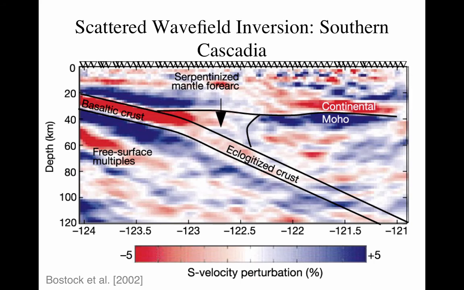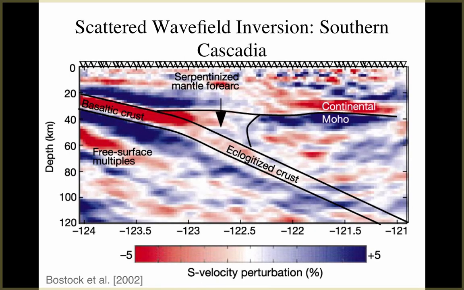Some of the most dramatic images come from subduction zones. Here we're looking at an image collected across southern Oregon, in which we see very clear conversions beneath the continent. This section runs from west to east, across the coastline, and it spans about 250 kilometers.